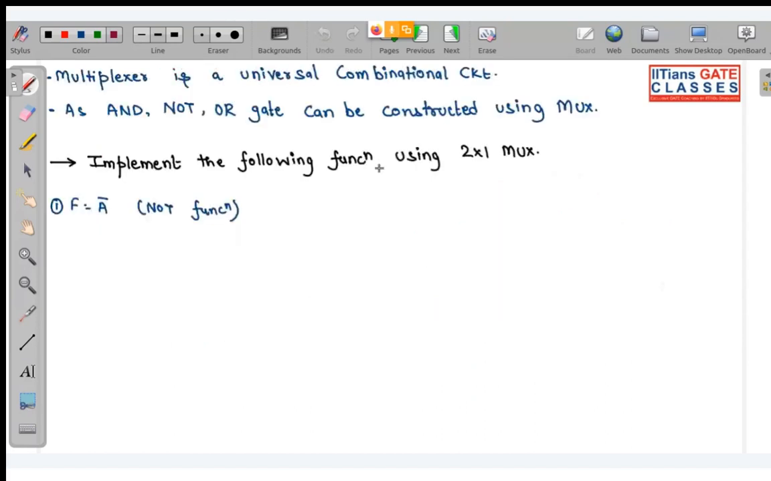Now, the multiplexer can be used as a universal circuit, or universal combinational circuit. Why? Because we can construct the 3 basic gates using a multiplexer. How? Let us see one by one. First, let us implement the NOT function using a 2 cross 1 mux.